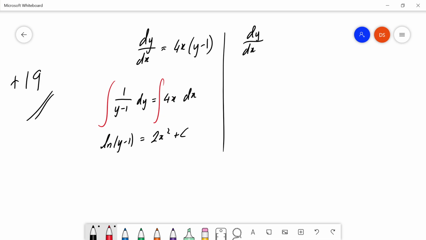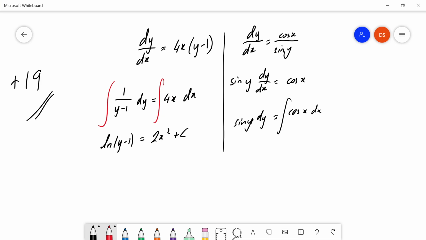So have this. What about cosine of x over sine of y? Well, I can multiply both sides by sine y. This side's still cosine of x. Then I could have the dy and the cos dx. Make sure I put integral symbols and I integrate. So what is the integral of sine dy? That's negative cosine y.